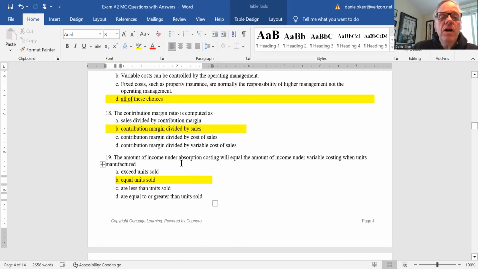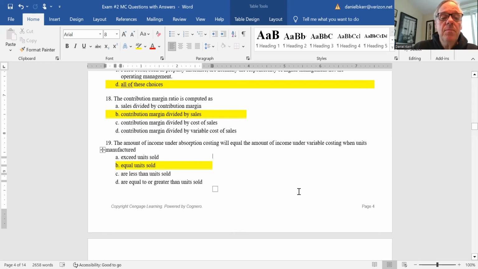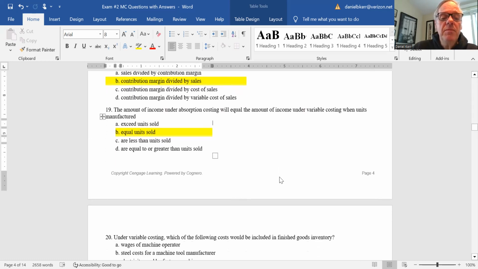19, the amount of income under absorption costing will equal the amount of income under variable costing when the number of units manufactured equals the number of units sold. Remember that little chart I kept putting up on the board there, when you compared the number of units manufactured and the number of units sold. So when they're the same, you're going to get the same answer. So the answer there is B.